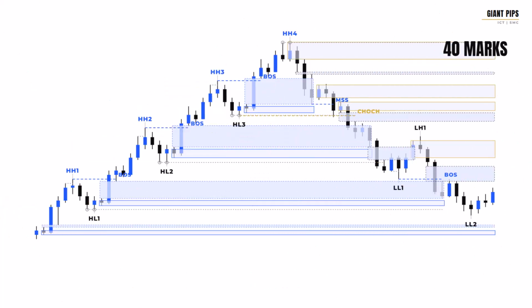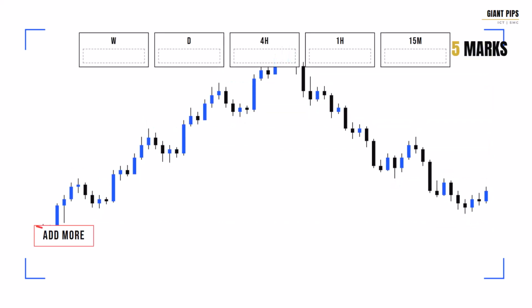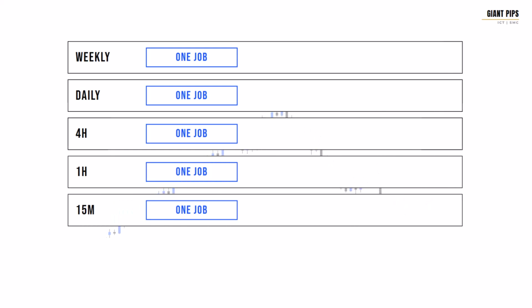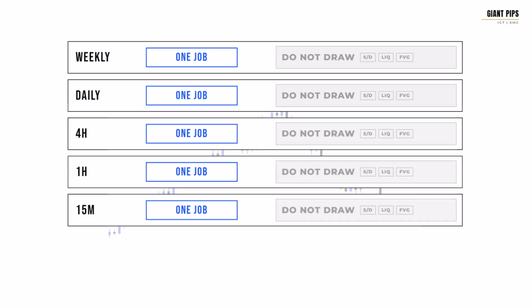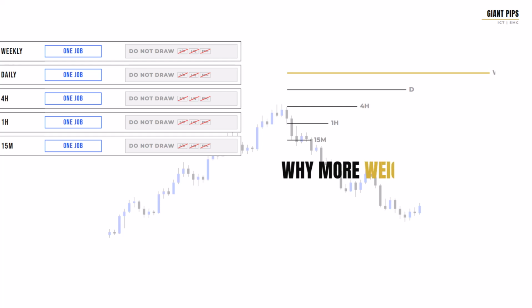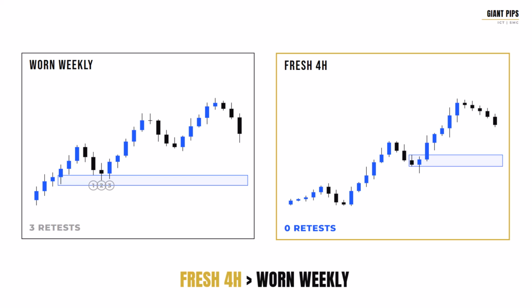So over the next 15 minutes or so, we're going to fix that. And we're going to fix it by removing things rather than adding them. You'll come away with a fixed job for each of the 5 time frames, one job each, and an explicit list of what you are not allowed to draw on them. You'll understand why higher time frames carry more weight, which almost nobody explains properly, and why that reason means a fresh 4-hour zone will often beat a worn-out weekly one.